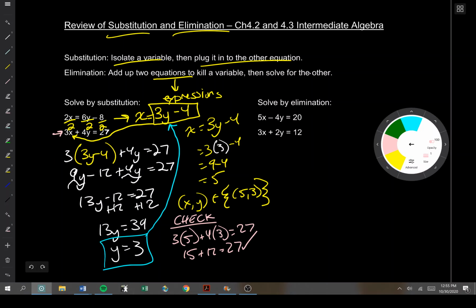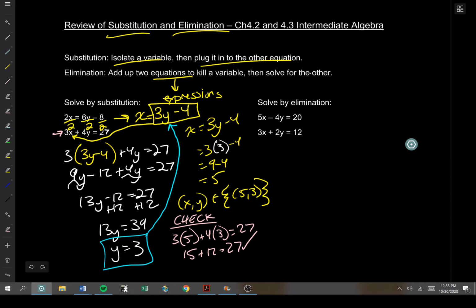Okay, next we'll do elimination. Now here's the thing about elimination. Sometimes you can find faster ways to do things. For example, this problem here is going to be done best if I multiply the bottom equation by 2. Because that's going to give me a 6x but a 4y. And now this positive 4y and this negative 4y can cancel each other.